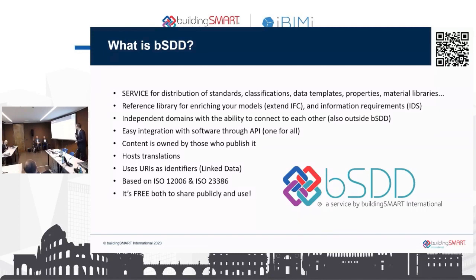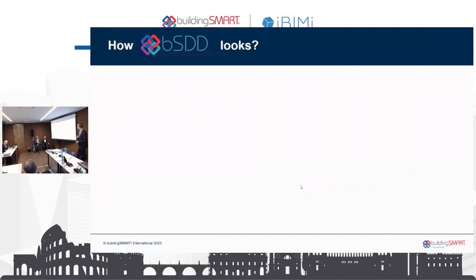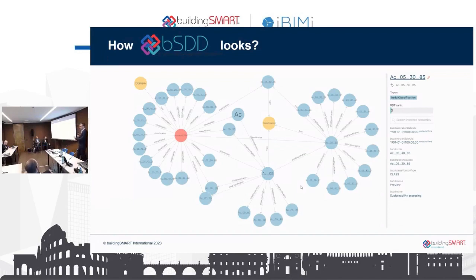There are a couple of aspects that I will cover later when we already know more about this. But many of you ask me how bSDD looks, and this is a very difficult question because there are many interfaces to bSDD. One of them is, for example, this one. This is the data from bSDD displayed in a graph. This is a unique class, part of the unique class domain, showing the sustainability assessing property where it is.